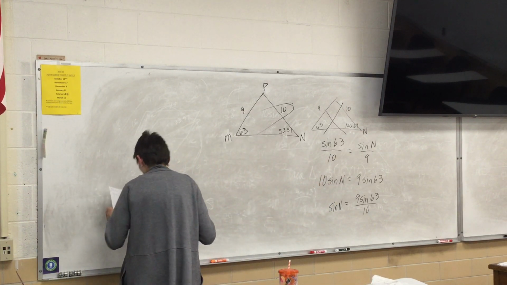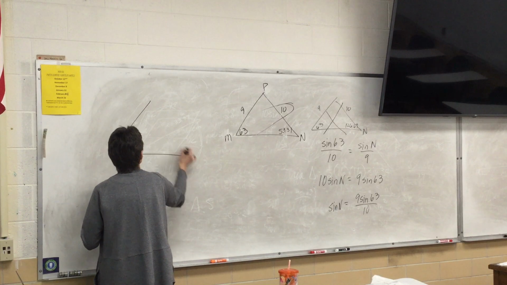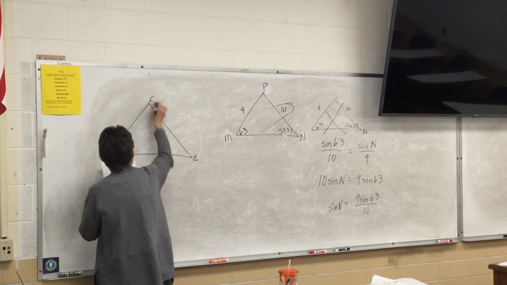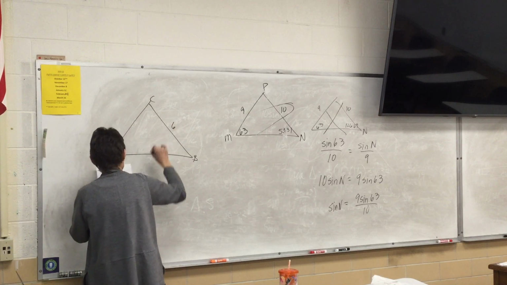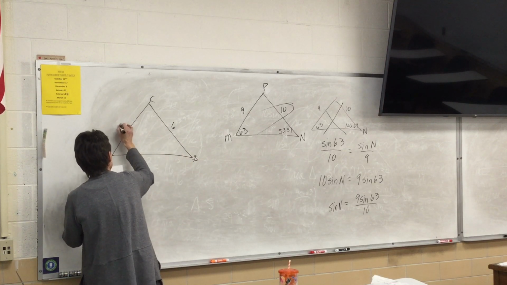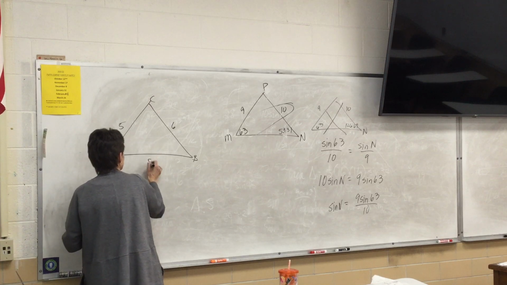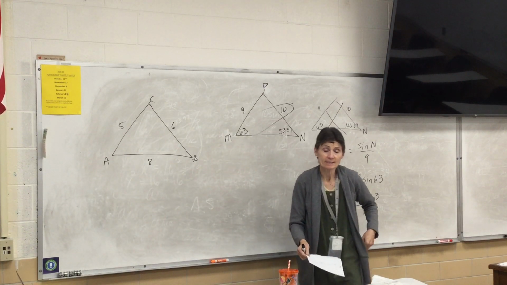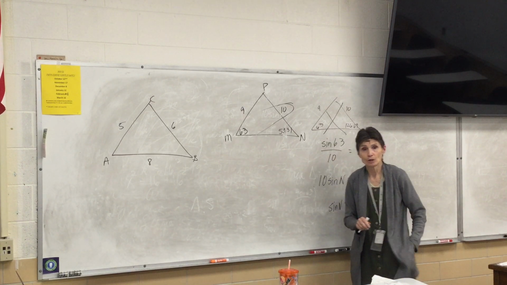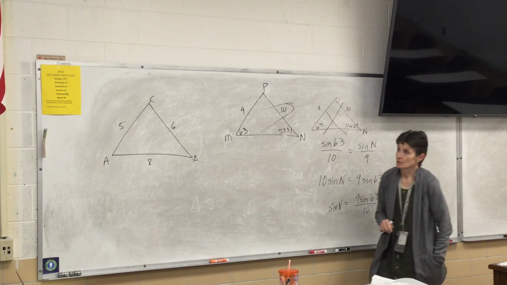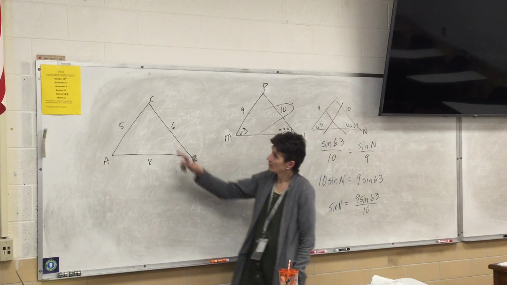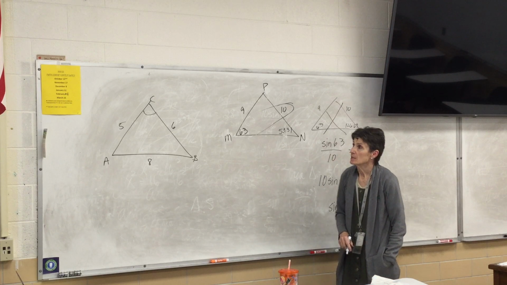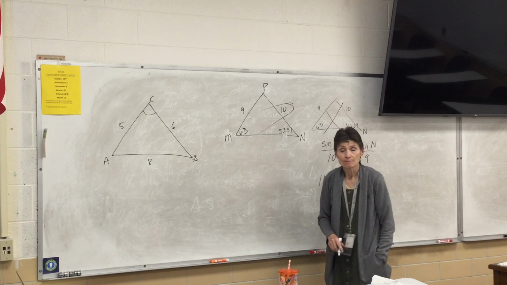All right, find the largest angle of triangle ABC, if side A is 6, side B is 5, and side C is 8. The directions say find the largest angle. Obviously the largest angle is going to be across from the longest side, so that's C. So I'm going to find angle C.